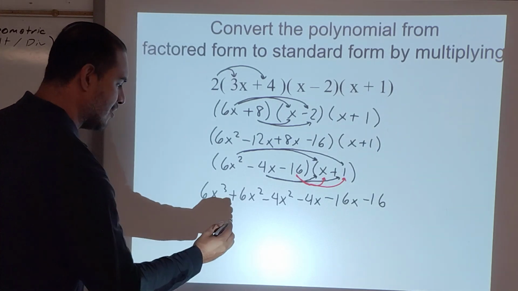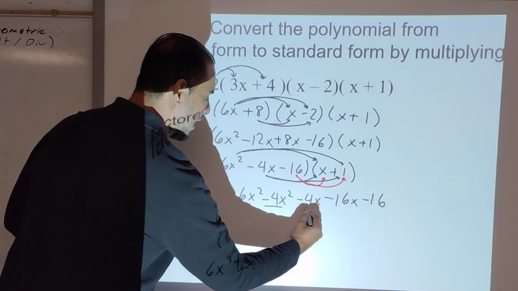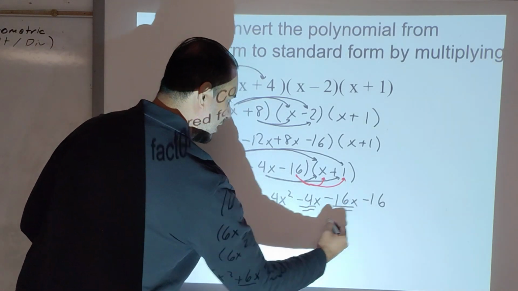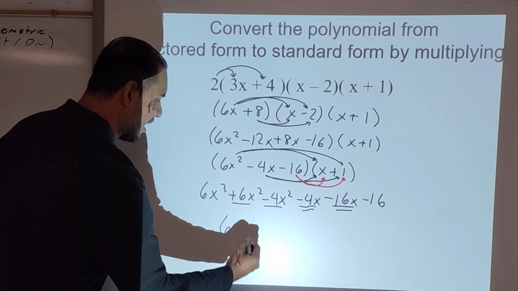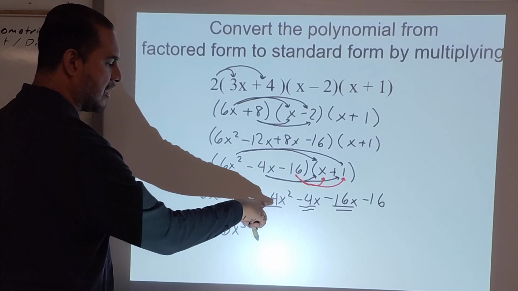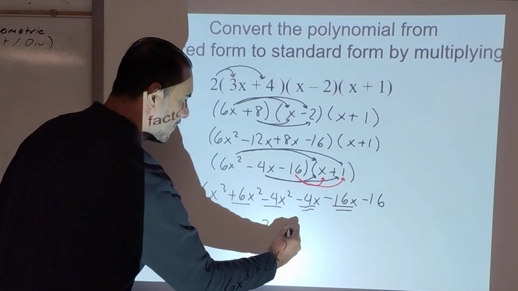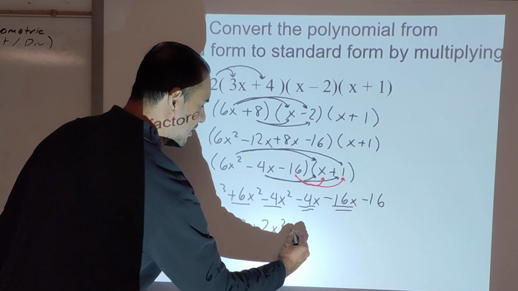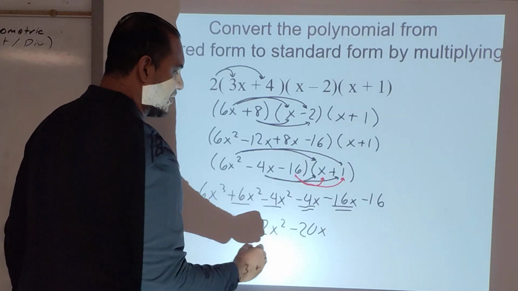And I notice we have like terms here: 6x squared and minus 4x squared. And like terms here, the negative 4x and the negative 16x. 6x cubed doesn't have a like term. We bring it down. 6x squared minus 4x squared gives me 2x squared, positive 2x squared. Negative 4 minus 16 is negative 20. And then the negative 16 has no like term.